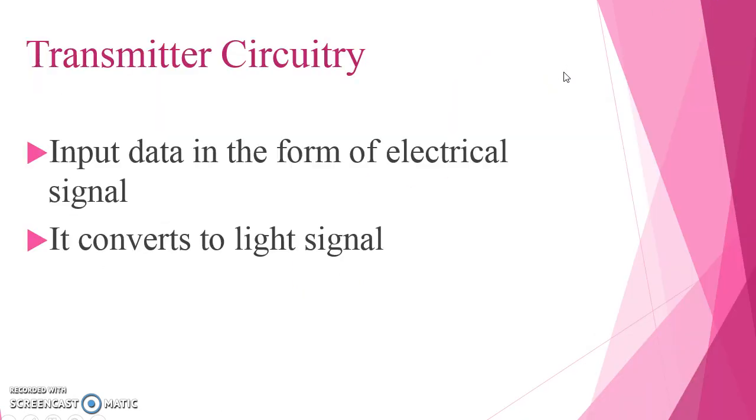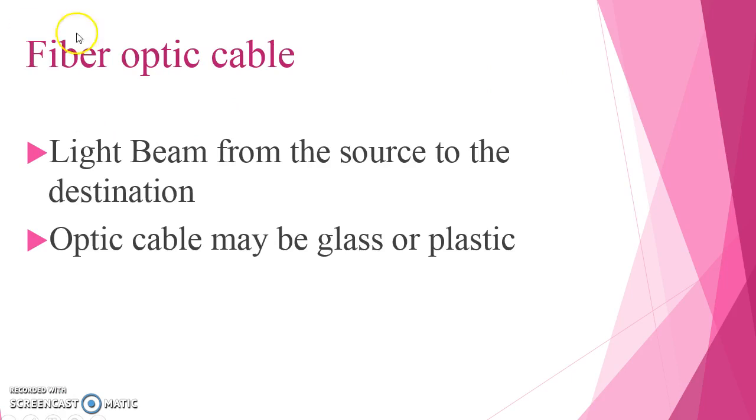Next, fiber optic cable. The produced light signal will be transmitted from the source to the destination through the fiber optic cable. This fiber optic cable may be made of glass or plastic. It acts as a transmission medium between the transmitter and the receiver.